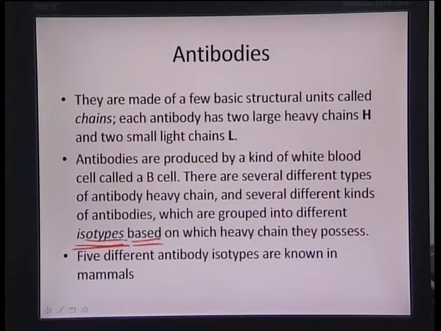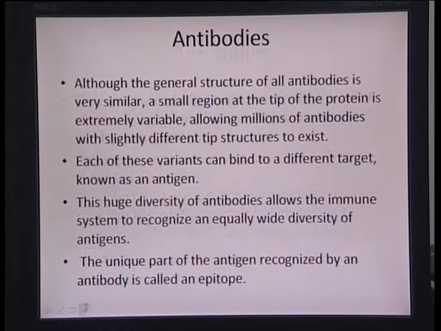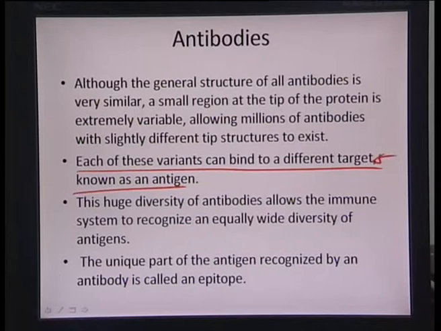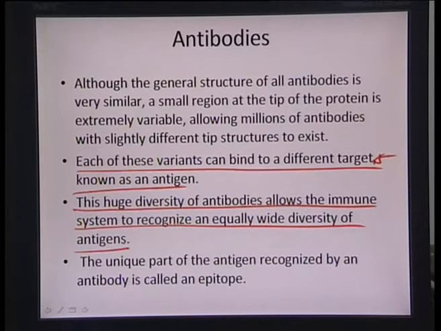Isotypes are essentially based on which heavy chain the antibody possesses. As I indicated before, there are about 5 different antibody isotypes known in mammals so far. That is all the range that the antibody could have, except that the epitopes are varied and numerous in region. So an antibody made up of this epitope with the heavy and light chain isotype can bind to different targets, and the targets that they typically bind to are known as antigens. Also, there is a huge diversity of antibodies, which allows the immune system to recognize an equally wide diversity of antigenic systems. The unique part of the antigen recognized by an antibody is called an epitope, as I have indicated earlier and shown in the figure.